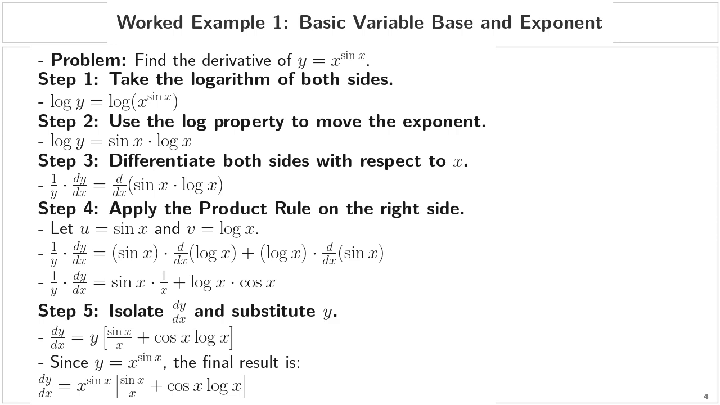Please take note of this final substitution step. As we will discuss in the upcoming slide on common mistakes, forgetting to replace y with the original function is a very frequent error among students.